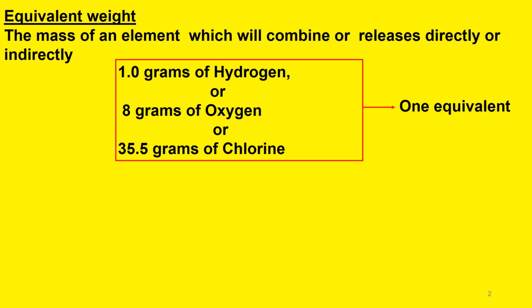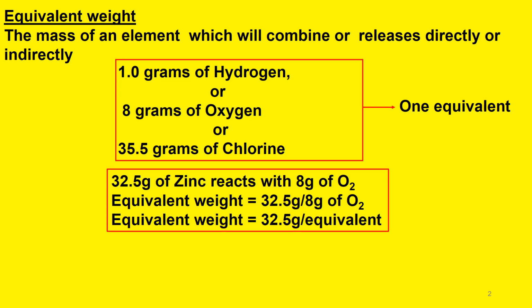For example, if 32.5 grams of zinc react with 8 grams of oxygen, then the equivalent weight of zinc is 32.5 grams per equivalent. In the case of oxygen, one equivalent is equal to 8 grams.